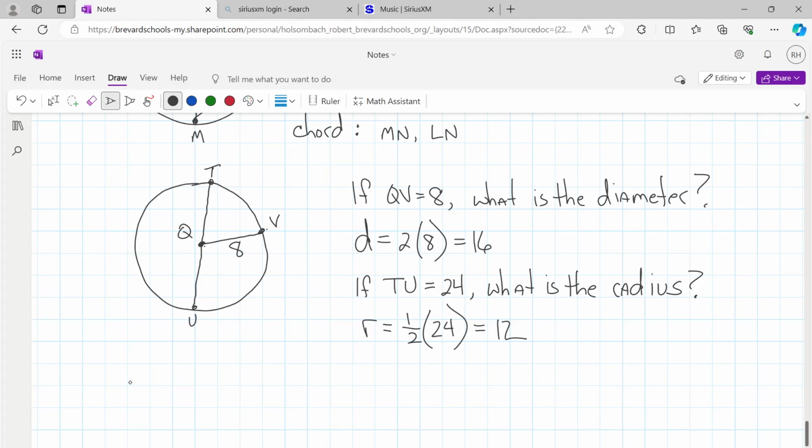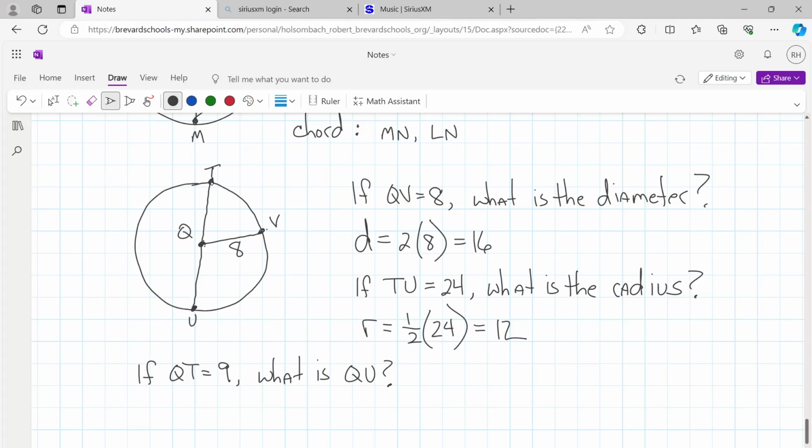And let's look at if QT equals 9. What is QU equal to? In this diameter, from T to U, we've also got two radii. Q to T is a radius, and Q to U is also a radius.